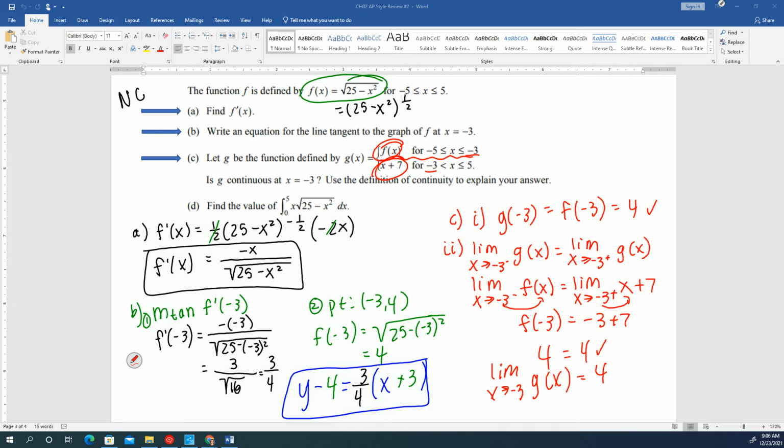All right, the third thing we have to show, I'm going to come up here because I ran out of room. The third thing we have to show is that these are equal to each other. That g of -3, the output, is the same as what the limit is approaching.